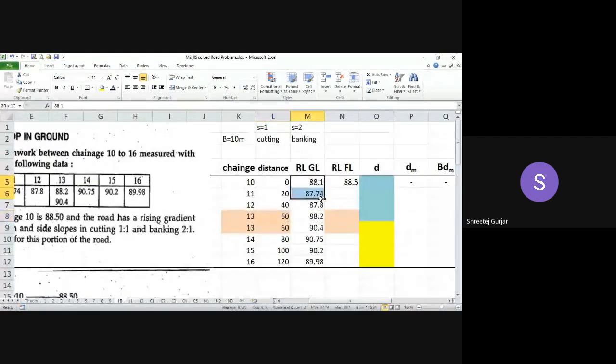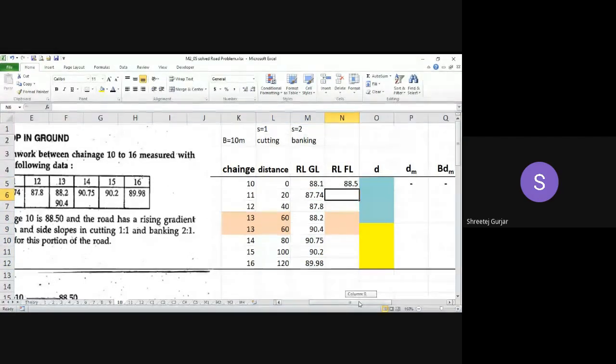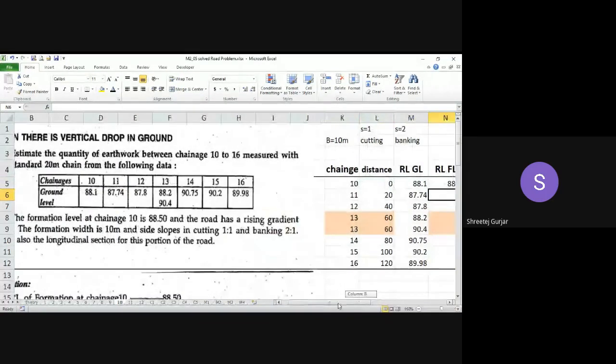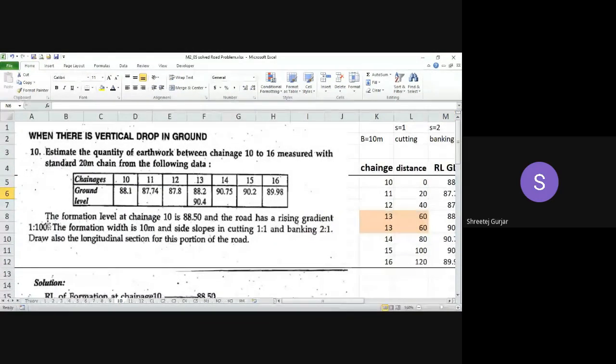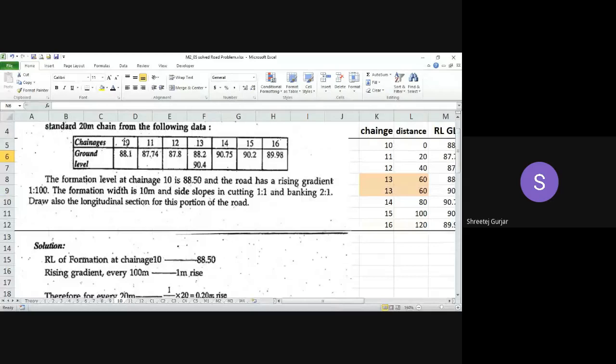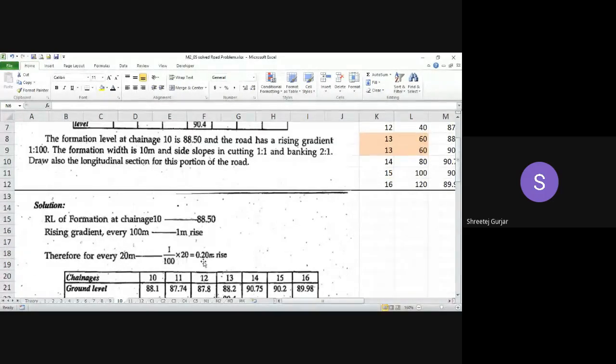Then similarly, I have written down ground levels. Formation level I have to write down now. First one is given. What about the next? We have a rising gradient of 1 in 100, but our chainage is how much? 20 meter each. So 1 in 100 into 20 is 0.2.